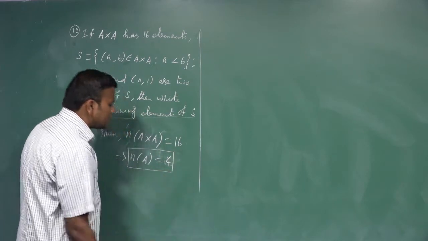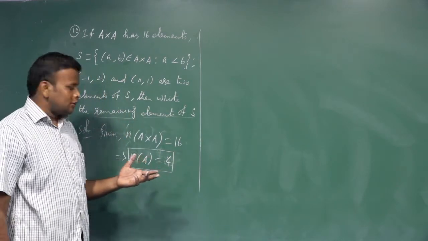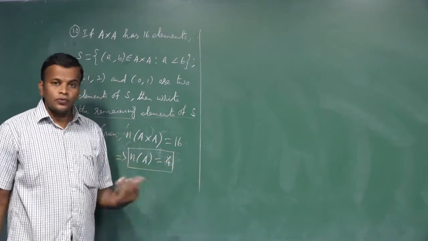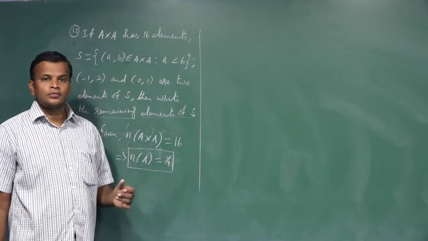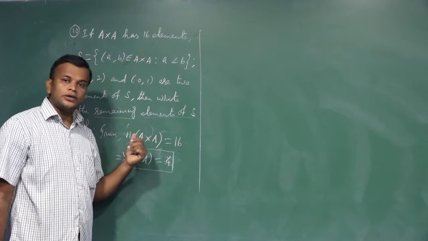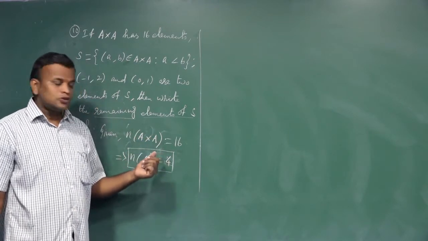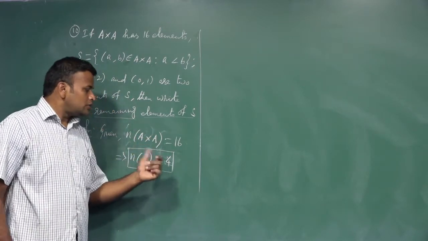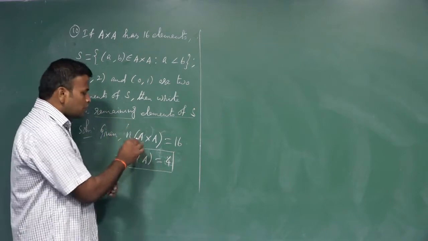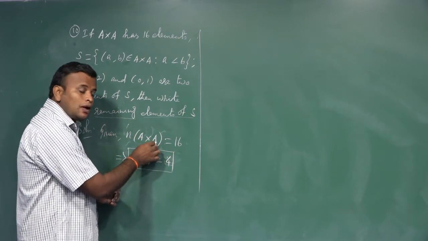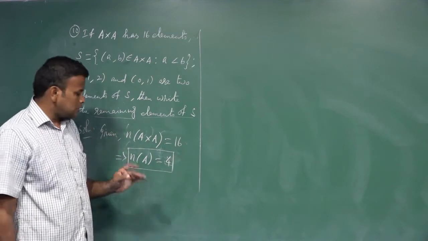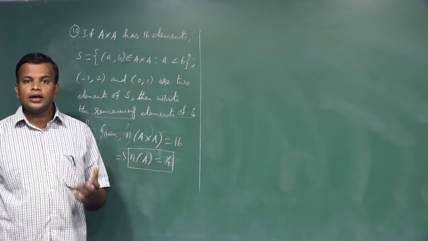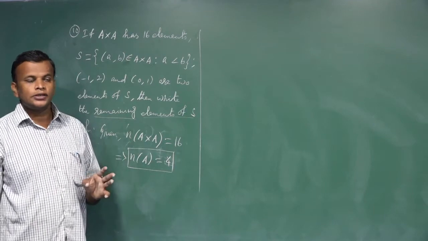First we identify the values of A. So I write n of A is equal to 4. This is possible only when both the sets are the same. Suppose the sets differ, A cross B, so A's values and B's values are different. Suppose both are the same set and the product is also exactly 16. So the only possibility is n of A is equal to 4. So A contains just 4 elements.